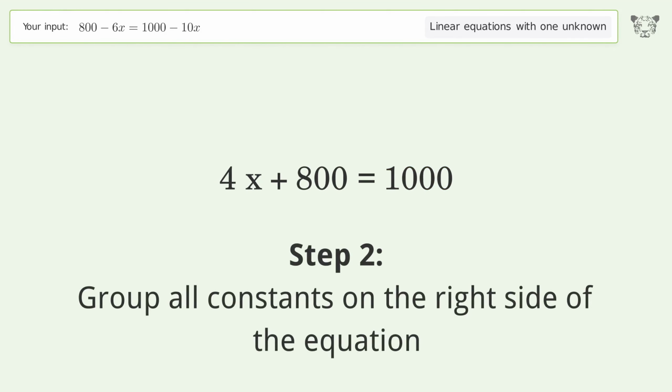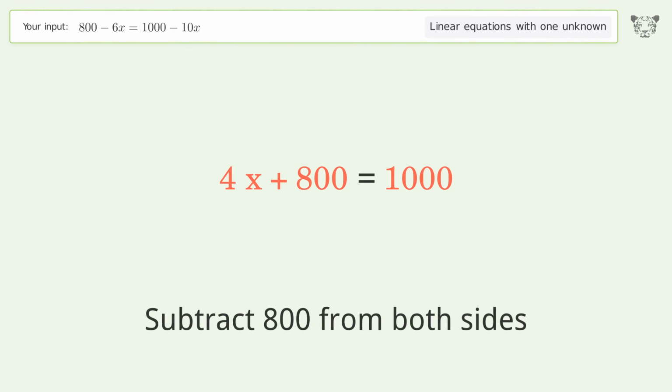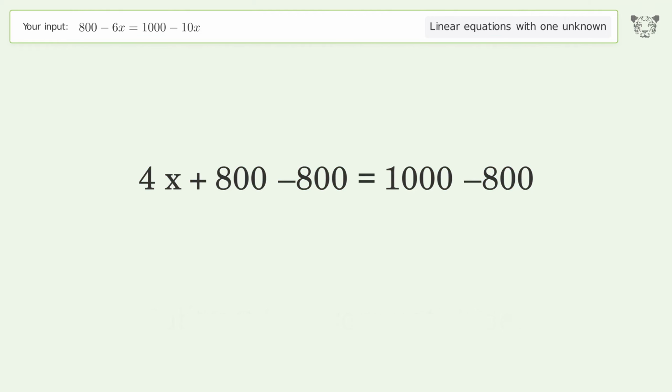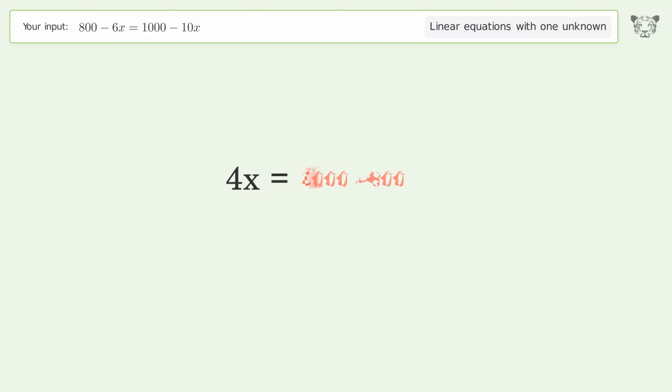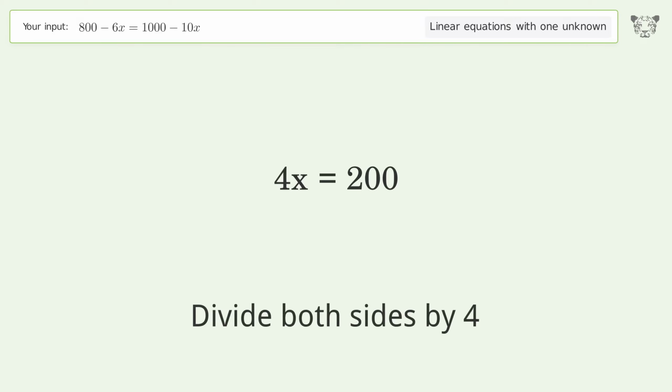Group all constants on the right side of the equation. Subtract 800 from both sides. Simplify the arithmetic. Isolate the x. Divide both sides by 4.